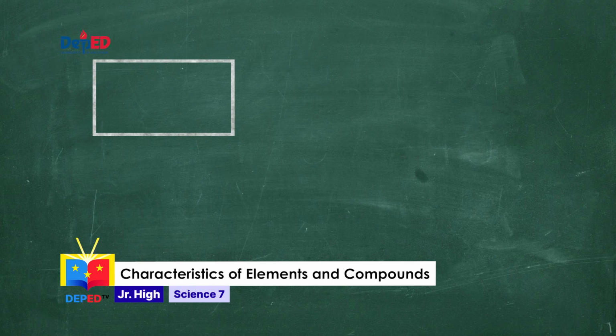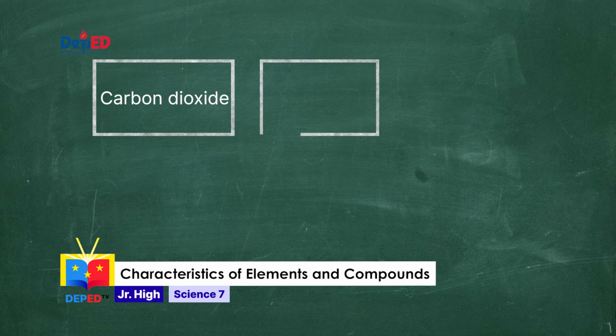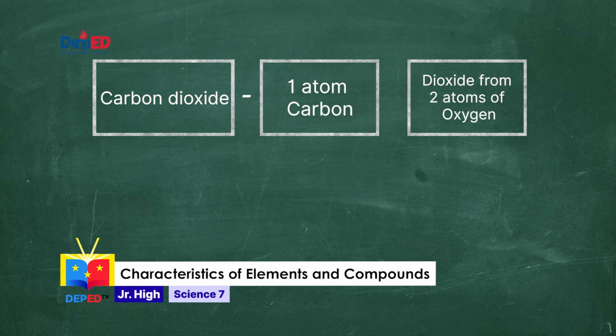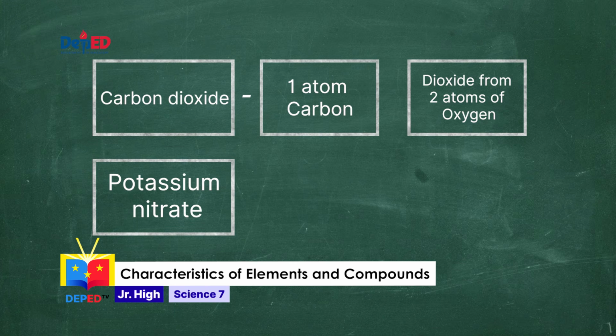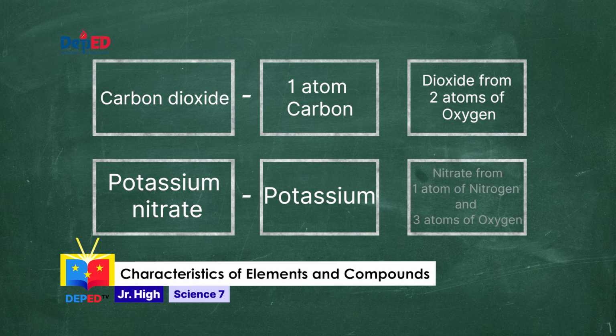First is carbon dioxide. Very good! If you're going to identify the elements from carbon dioxide, it is carbon and oxygen. Second is potassium nitrate. Great! The elements are potassium, nitrogen, and oxygen.